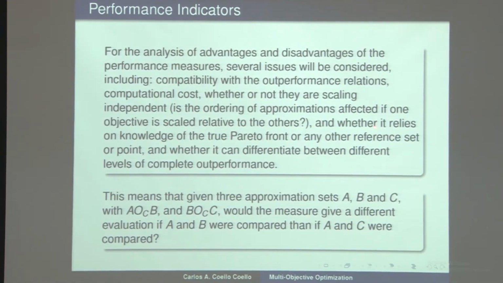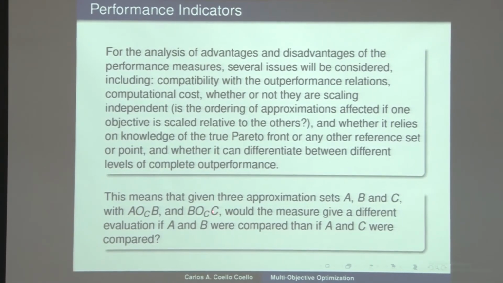And also, if the indicator relies on knowledge of the true Pareto Front or any other reference set or point, and whether it can differentiate between different levels of complete outperformance. So this means that if we have three approximation sets, A, B, and C again, with A outperforming B, and B outperforming C, the question is if the measure will give a different evaluation if A and B were compared than if A and C were compared. So in this case, of course, we are questioning the transitivity of the performance indicator.